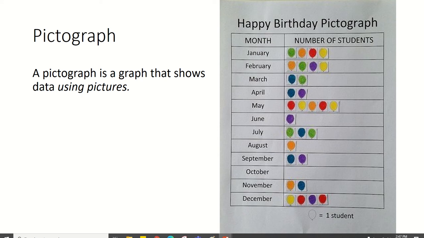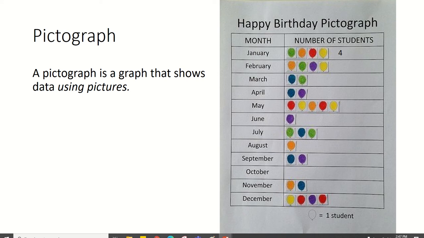If you look at the bottom of the pictograph, you'll see a balloon that equals one student. This means that every one balloon on the graph represents one student's birthday. So I find that there are 1, 2, 3, 4 birthdays in the month of January.